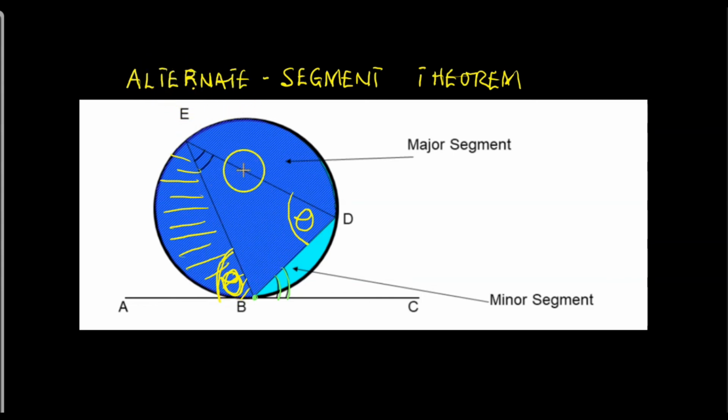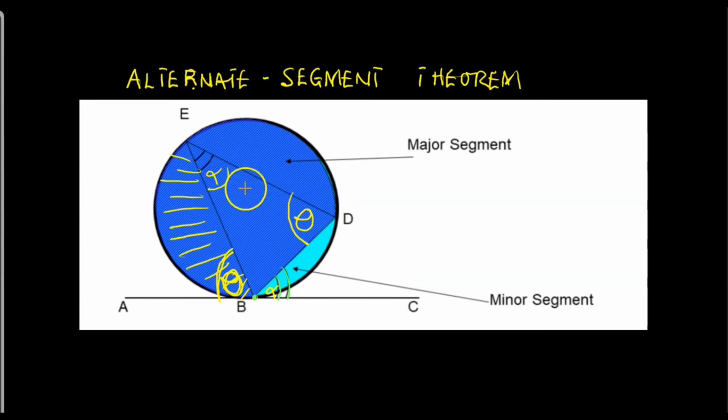So we say this is the alternate segment, the other segment. Alternate means other. So the other segment theorem. And this theorem only comes on board when there's a connection between a chord and a tangent in circles. So please take note of that. So if here the angle BDC is alpha, then the angle BED is also going to be labeled as alpha.